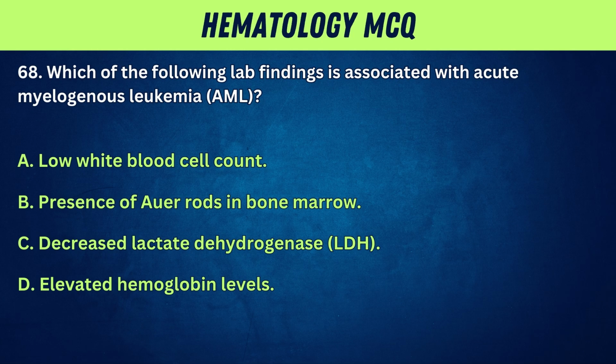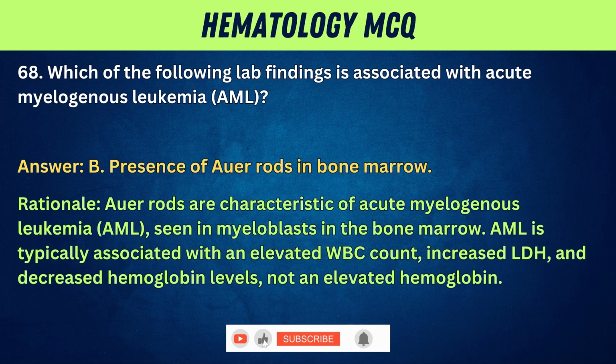68. Which of the following lab findings is associated with acute myelogenous leukemia, AML? A. Low white blood cell count. B. Presence of Auer rods in bone marrow. C. Decreased lactate dehydrogenase, LDH. D. Elevated hemoglobin levels. Answer: B. Presence of Auer rods in bone marrow.